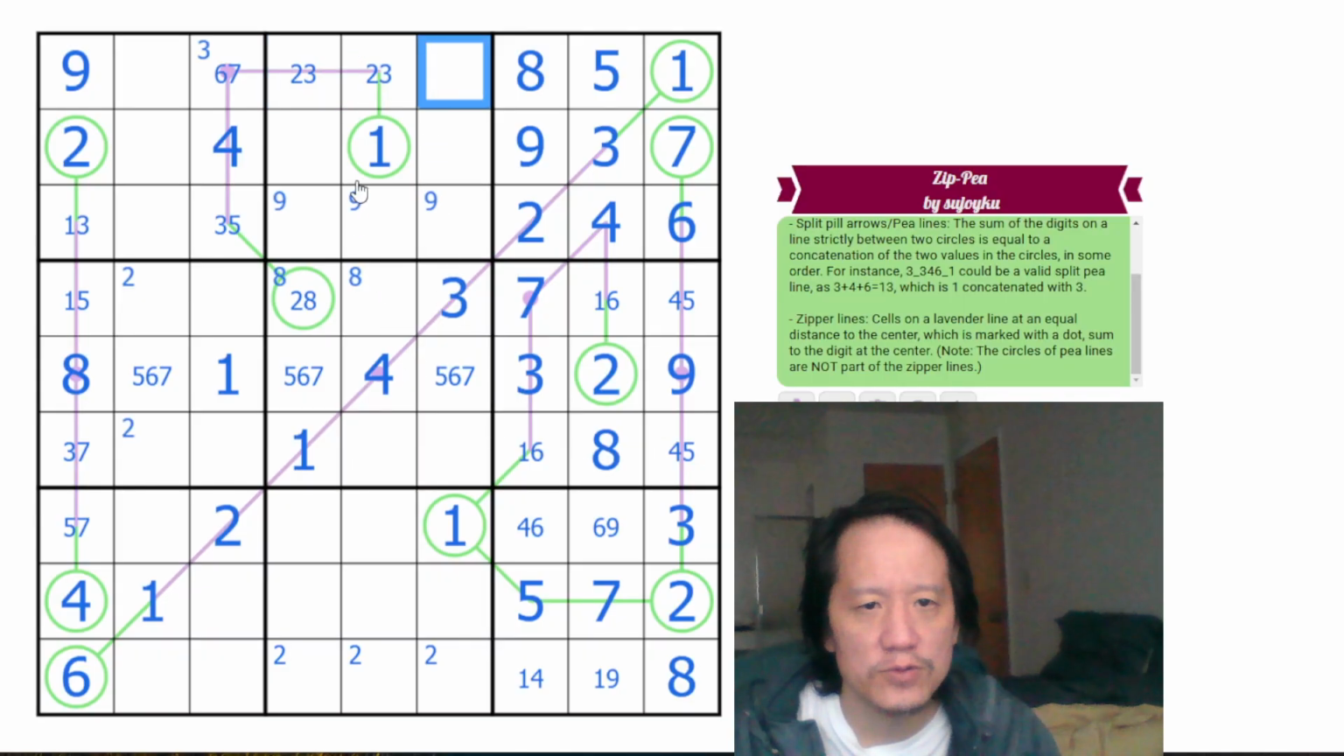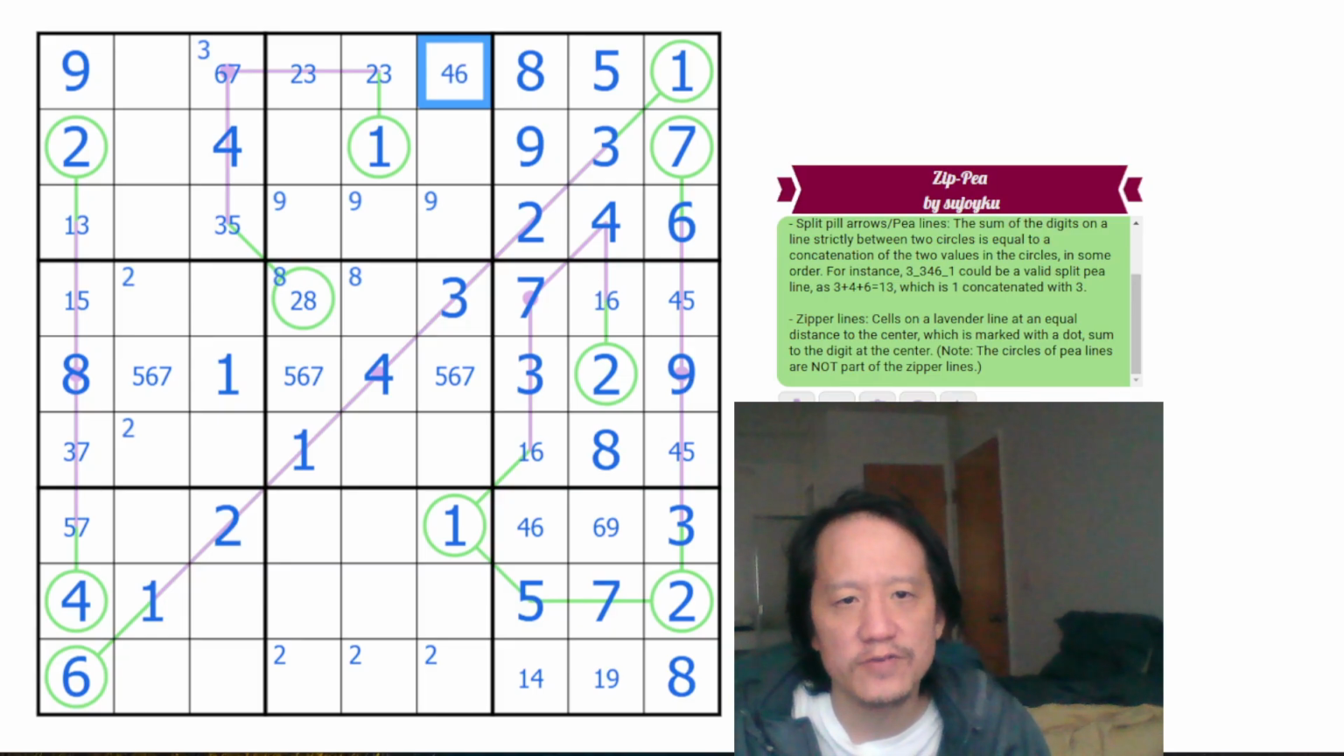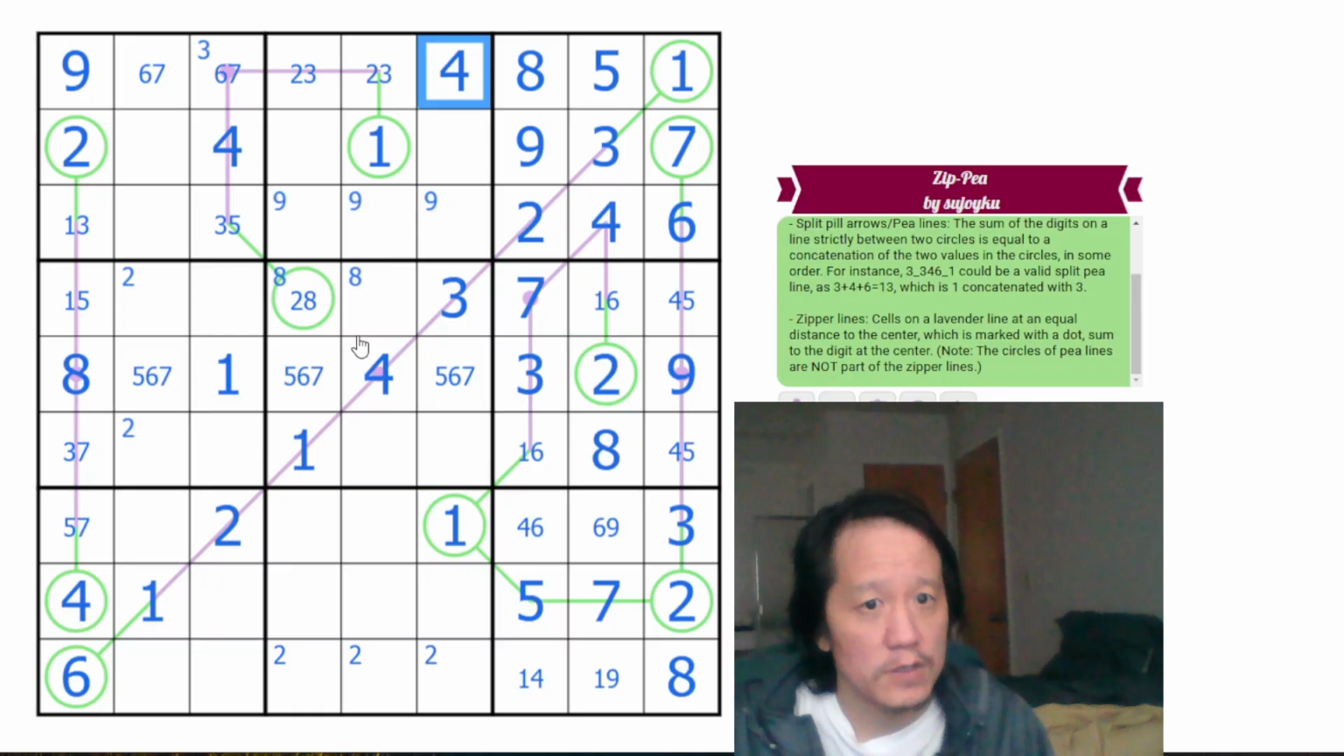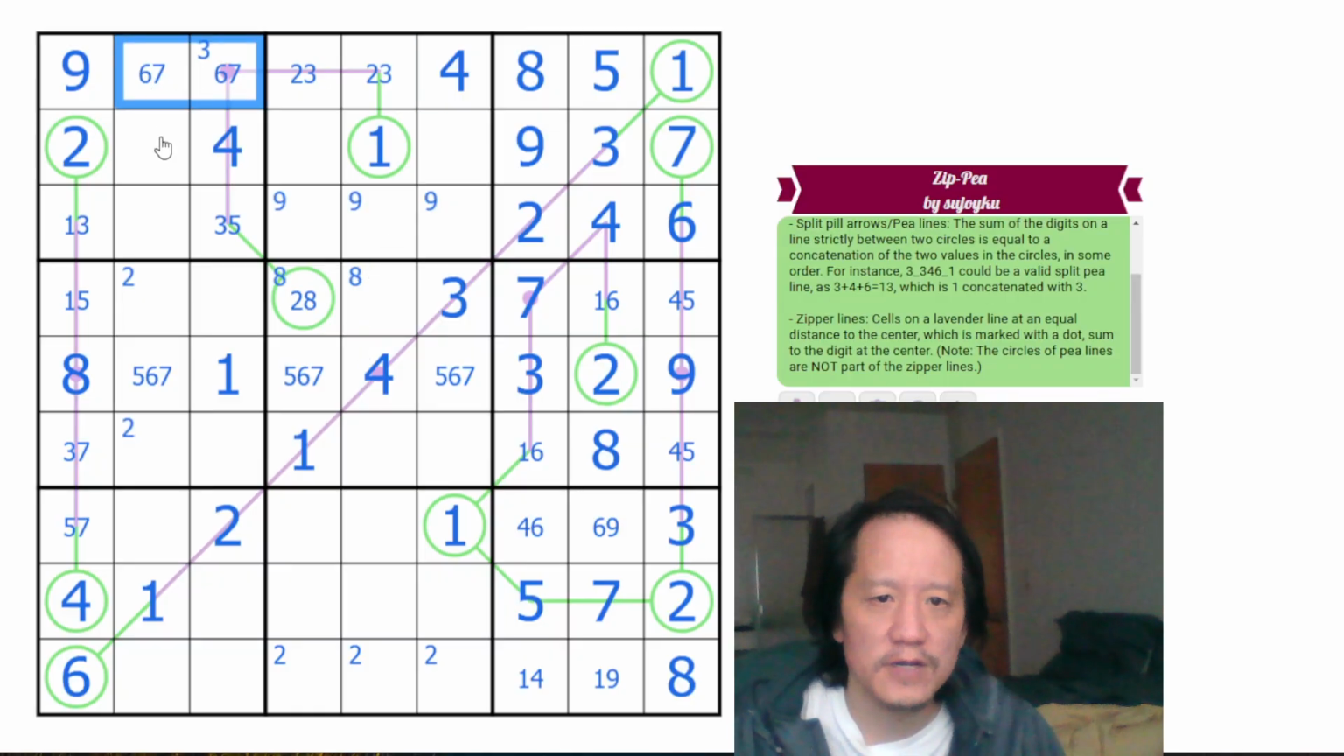Therefore, this can't be 2. We have now 4, 6, and 7. This can't be 4, so this is 6 or 7. This has to be the 4. Okay, this is 6, 7, 6, 7.